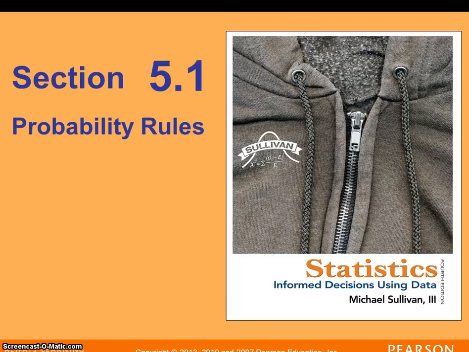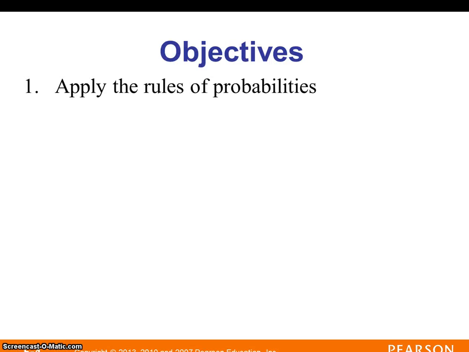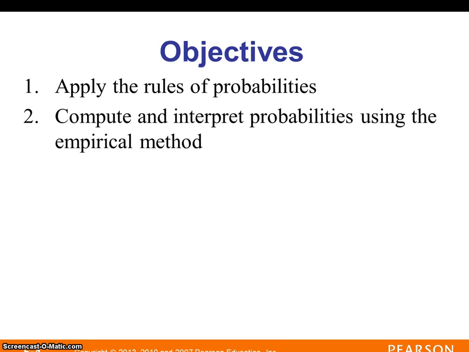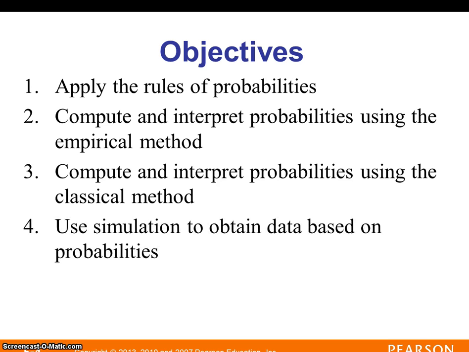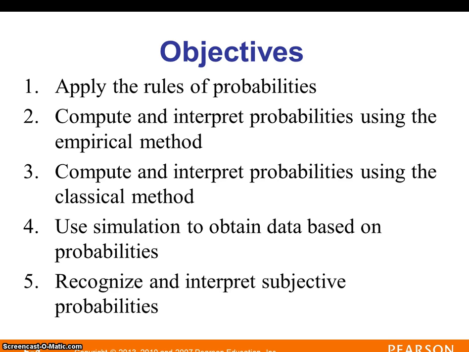So here's some probability rules. This first section is on probability rules. So these will be some of the rules. Apply the rules of probabilities. Compute and interpret probabilities using the empirical method, and compute and interpret probabilities using the classical method. So we'll see that there's sort of two different ways of doing this. Use simulation to obtain data based on probabilities, and then 5, recognize and interpret subjective probabilities. So let's look at each one of these.